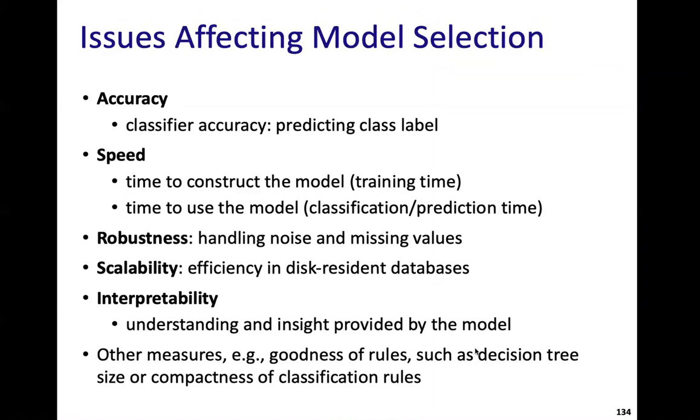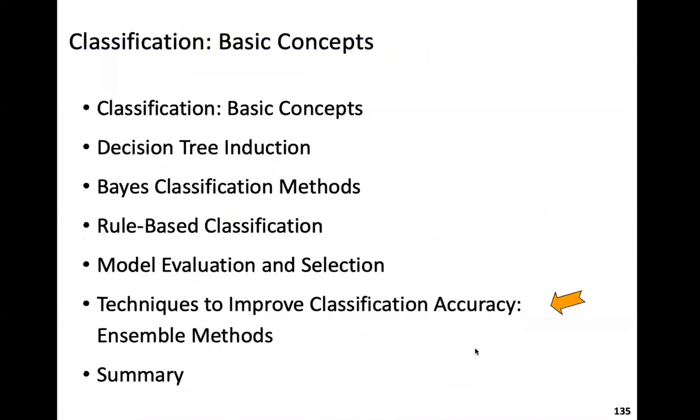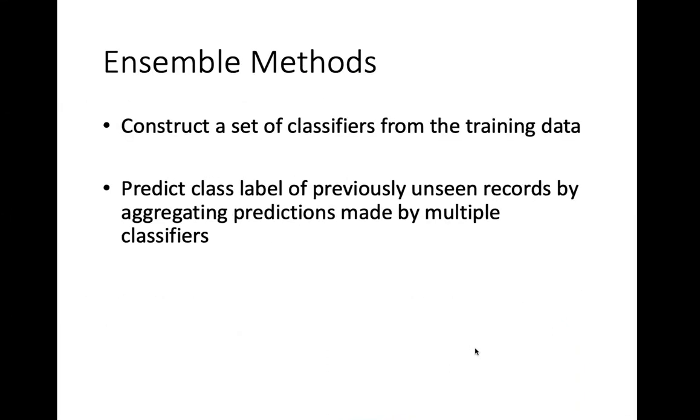Finally, what is interpretability? That is, whether the understanding and the insight stored in the model is sufficient for that. Okay. So with that, we have come to the last part of this: how do we improve the classification accuracy? For that, the answer is ensemble methods.